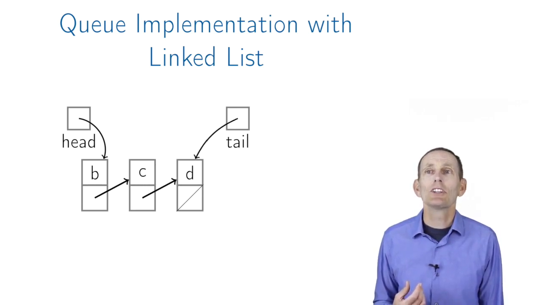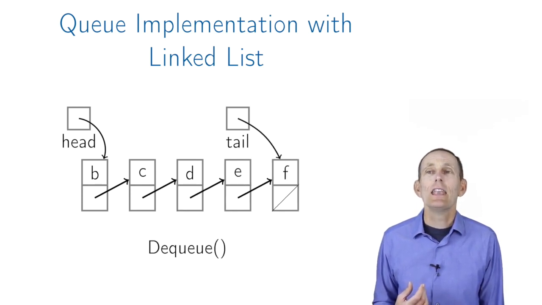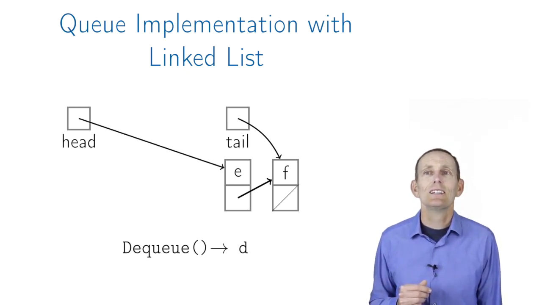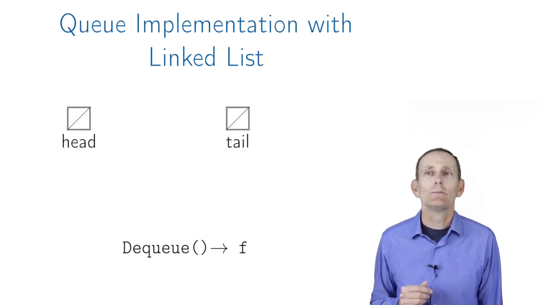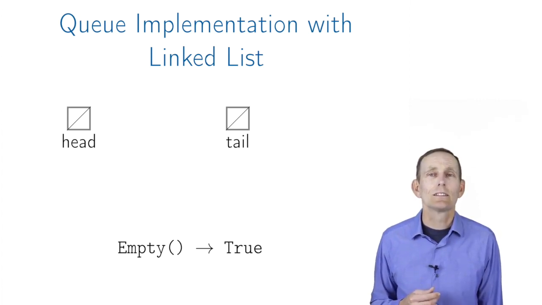We can now do some more enqueuing: enqueue D, enqueue E, enqueue F. And now if we start dequeuing, we dequeue from the front. So dequeuing B, dequeuing C, dequeuing D, dequeuing E, and finally dequeuing F. If we ask whether the queue is empty now, the answer is yes. Again, because the head is nil.